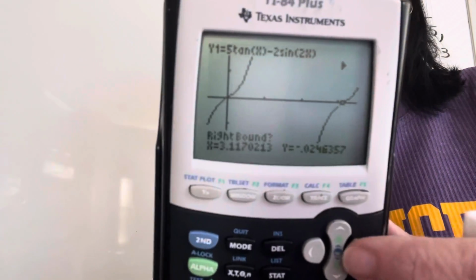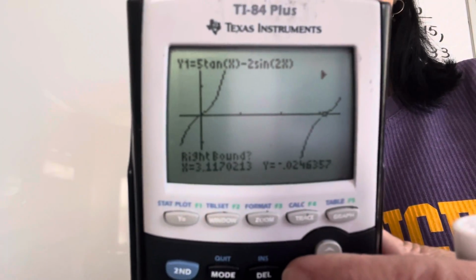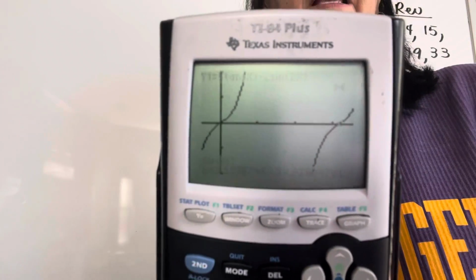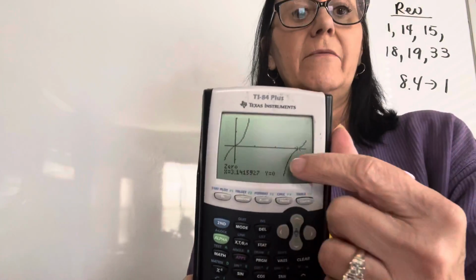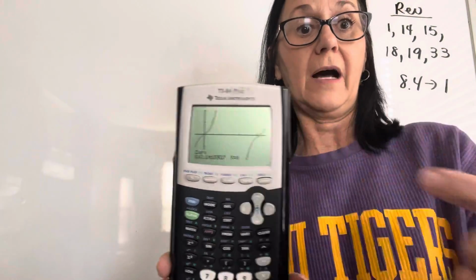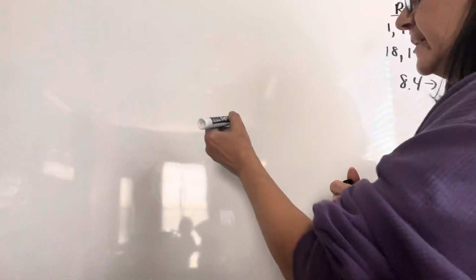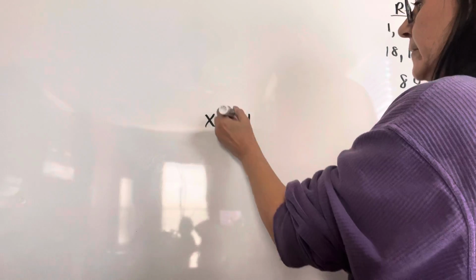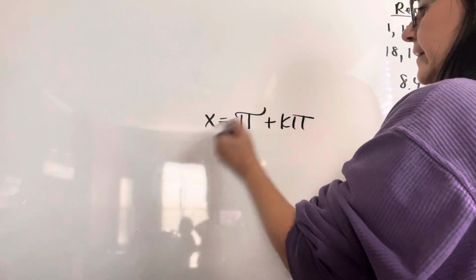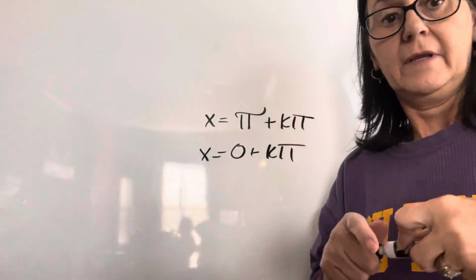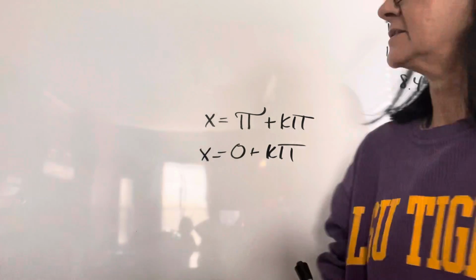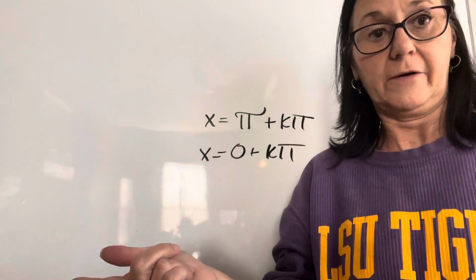I don't want to mess this up. And then I'll go above it, which is positive, hit enter, and enter for my guess. And it's 3.14, that's pi. So it's at 0 and pi. So it's going to repeat 0, pi, 2 pi. So really, there's only one solution. The answer is pi plus k pi. You could have written 0 plus k pi, but that's the same. All right, so that's for number 1. You have to know how to input it in your calculator.